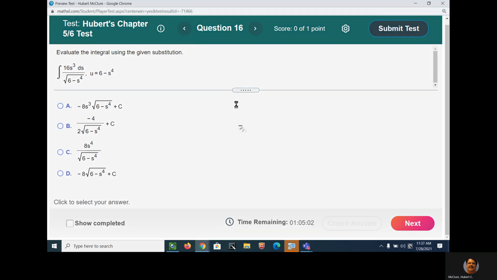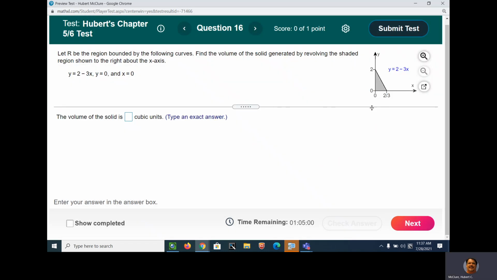Next, another easy one. This is find the volume of the solid revolving the shaded region about another disk. So R is going to be x. So x times 2 minus 3x from 0 to 2/3.